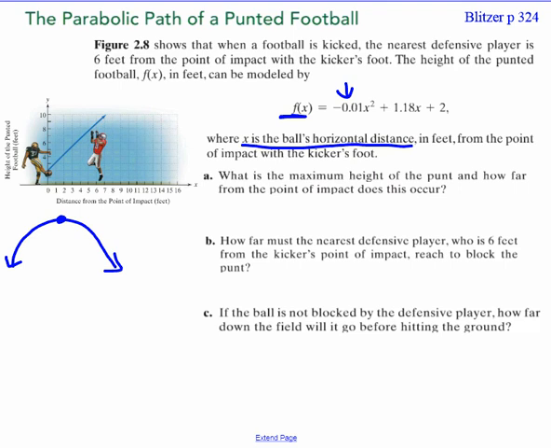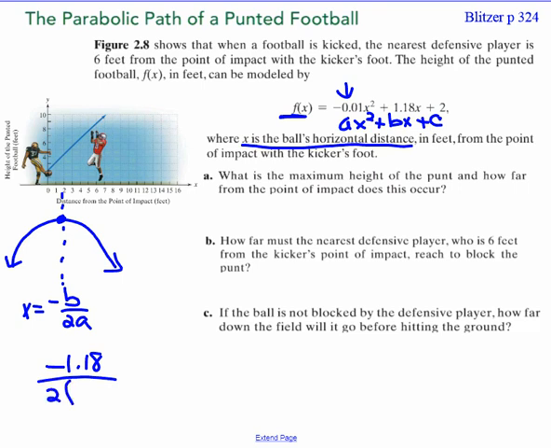If this was in vertex form, it would be a very easy process. However, no such luck. Instead of vertex form, I am in ax squared plus bx plus c form. But I do know that for a parabola, the line of symmetry always happens when the x-coordinate is negative b over 2a. Woohoo! So that's a good thing. And I can find that from this equation. So my negative b is negative 1.18, and then I take 2 times my a, which is negative 0.01, and I use my handy dandy calculator, and I get the answer of 59.